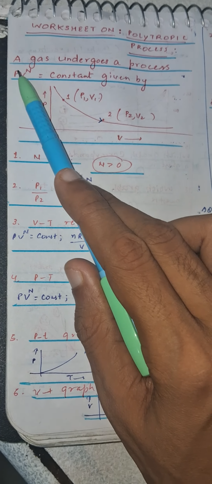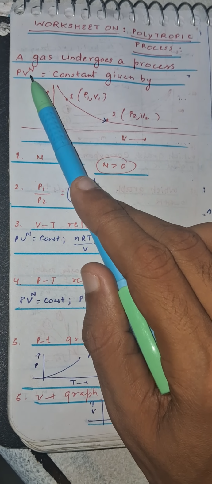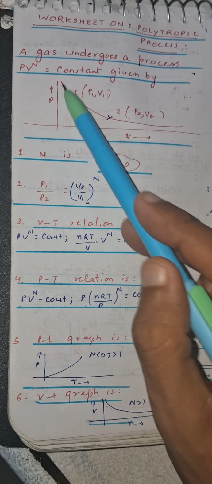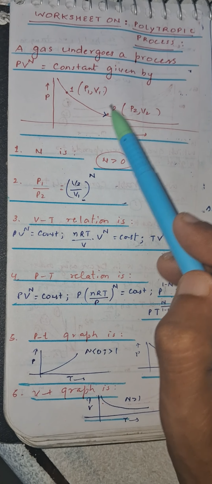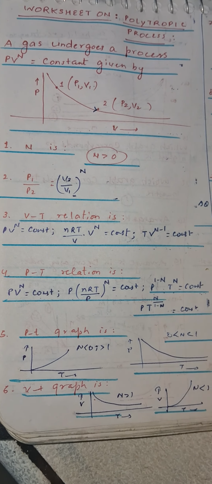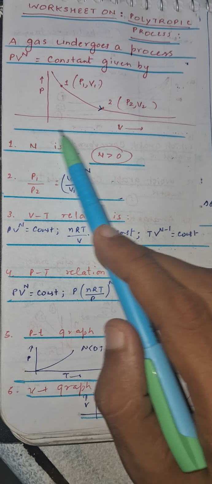So the question here is: a gas undergoes a process given by PV^n = constant, and it goes like this. There are 2 points on the curve. Point number 1 having coordinates P1, V1, and point number 2 having coordinates P2, V2. So the first question here is, n is?